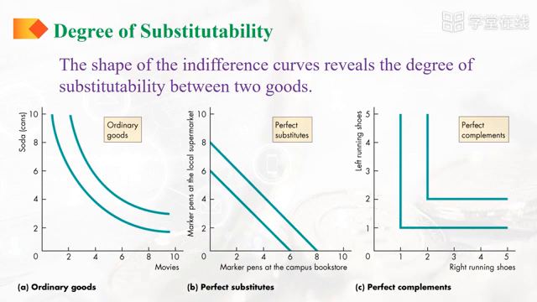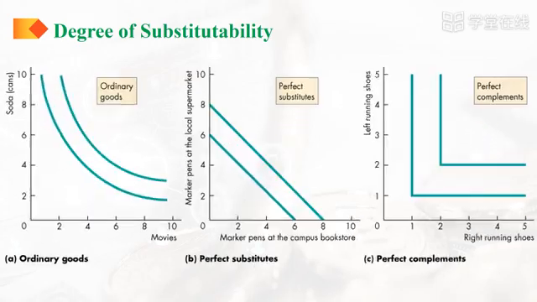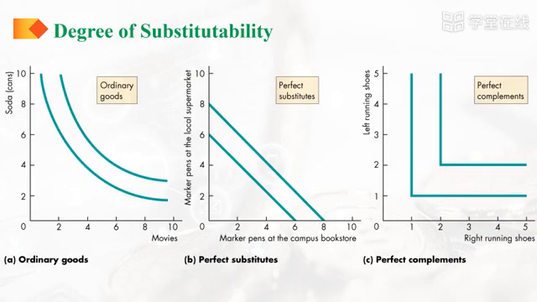As shown, these 3 figures show the indifference curves for ordinary goods, perfect substitutes, and perfect complements. In particular, figure A is for ordinary goods, what we have seen for Lisa in our example. Figure B reveals perfect substitutes, where a straight line represents 2 goods that can always be exchanged for each other. And at last, figure C, the L-shaped indifference curve, is the most difficult substitution between 2 goods, or we may see no substitutability at all.